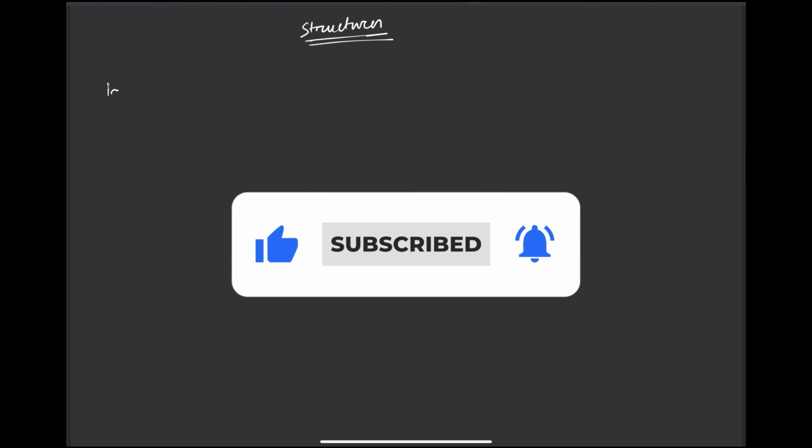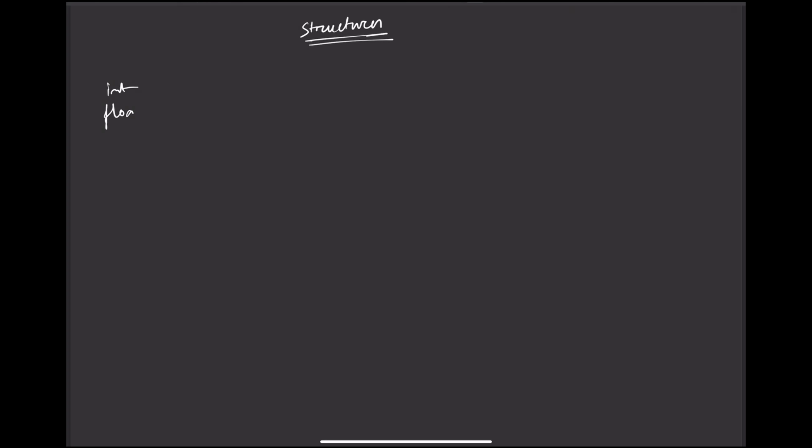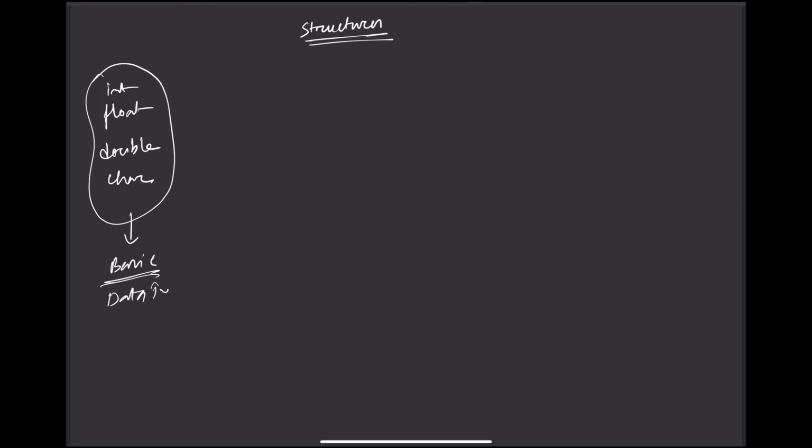You guys have heard about integer, float, double, character, unsigned int or something like that. These are the basic data types, correct? These are the basic data types you guys have already heard about. But what if in a real life scenario you need something other than these four, then what will you do?